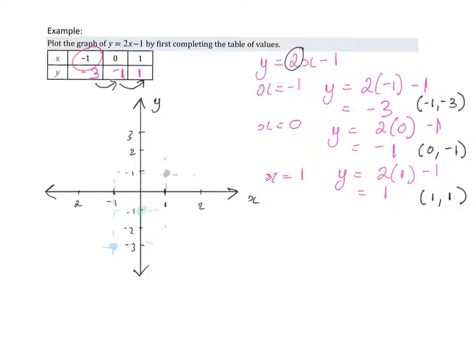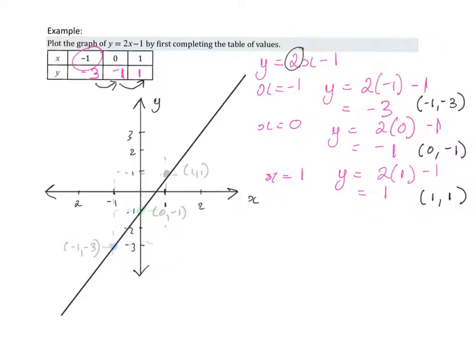So I've got 3 points. I'm going to label those points. So 1, 1. The green one is 0, -1. And the first one that I did was -1, -3. Remember, the x value goes first, then the y.